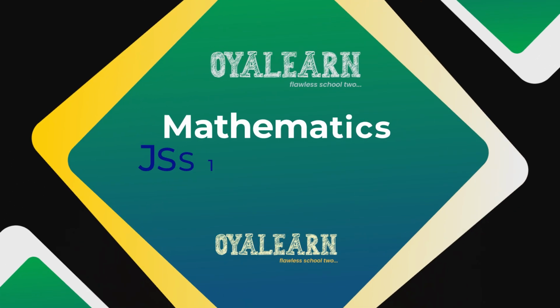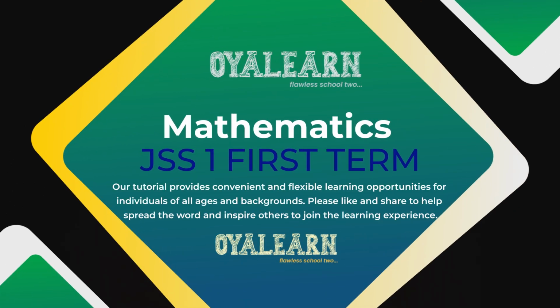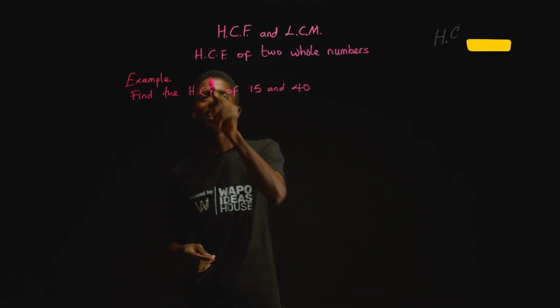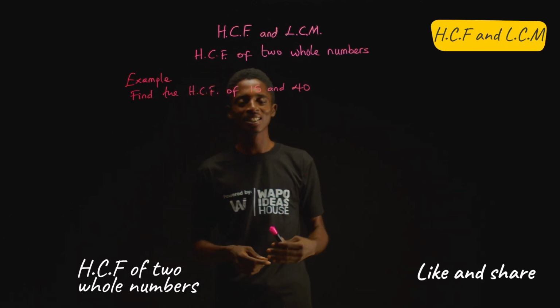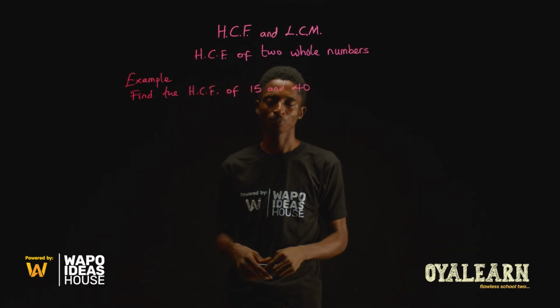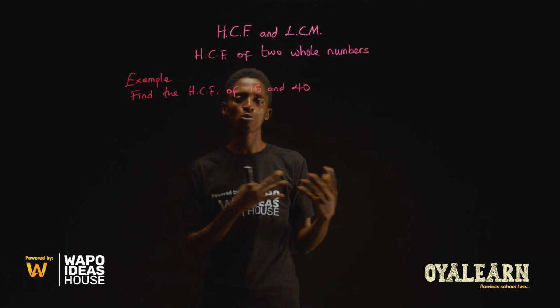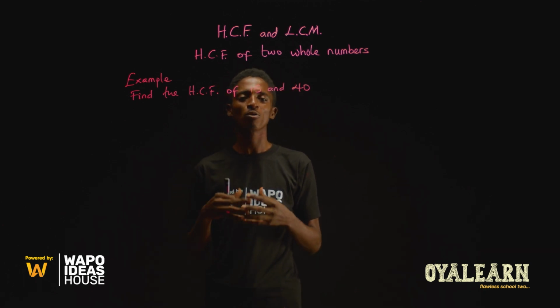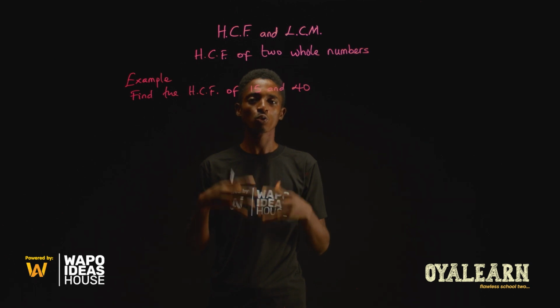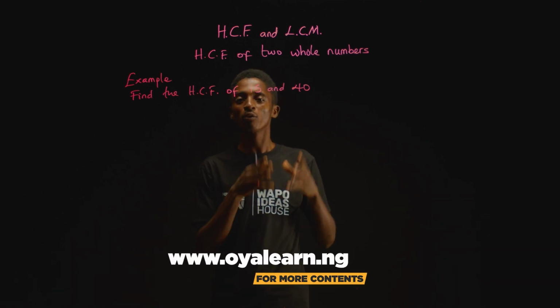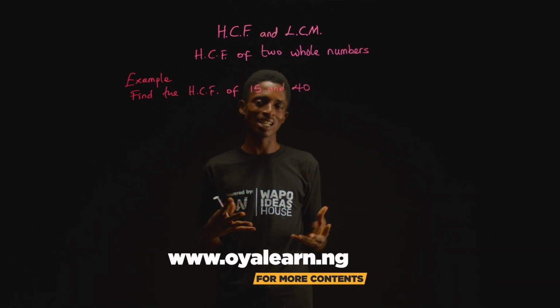Let us learn how to find the HCF of two whole numbers. Remember, HCF means highest common factor. That is, you're looking at two whole numbers and trying to find, of their factors, which ones are in common and which of those common factors is the highest.